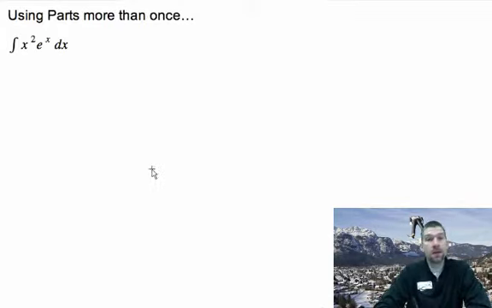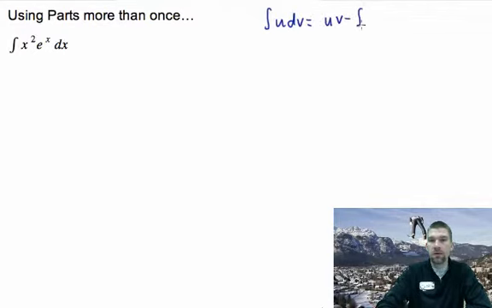All right, every now and then, you're going to run into a problem where you're going to have to use parts more than once. Pay attention to what you're doing. Keep track of all your minus signs, and you're going to be just fine. Now, remember how we're going to pick a u and a v right here. We're going to try and find something that when you take the derivative of u, it simplifies, and when you take dv, it kind of stays the same. So let's real quick remember how this all works. The integral of u dv is equal to u times v minus the integral of v du.